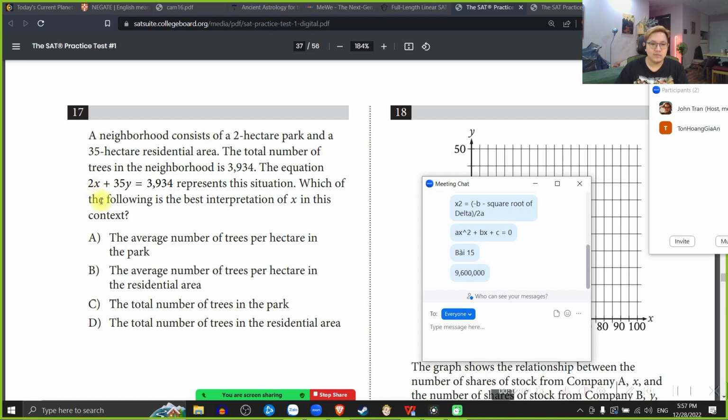A. The average number of trees per hectare in the park. Số lượng cây trung bình trên 1 hecta trong công viên đó. B. The average number of trees per hectare in the residential area. Số lượng cây trung bình trên 1 hecta ở khu vực cư dân đó. C. The total number of trees in the park. Số lượng cây tổng trong công viên đó. And D. The total number of trees in the residential area. Tổng số lượng cây trong khu vực cư dân. So which one do you think?